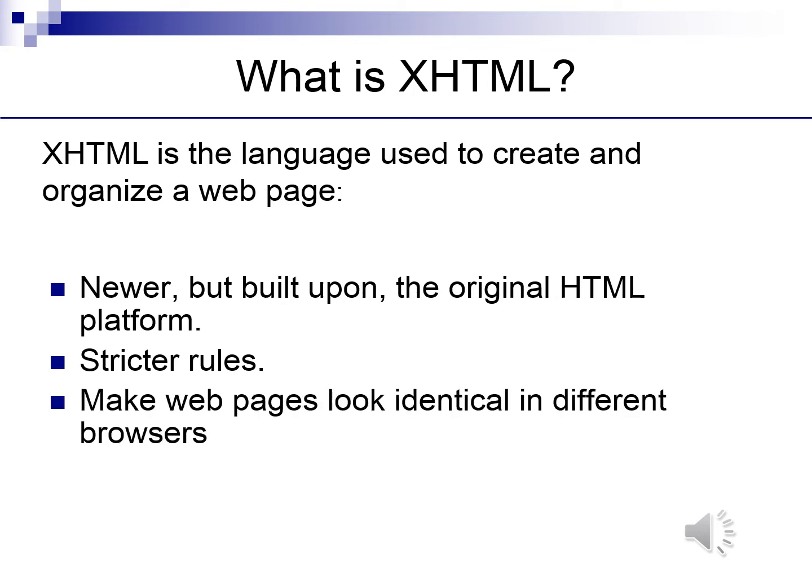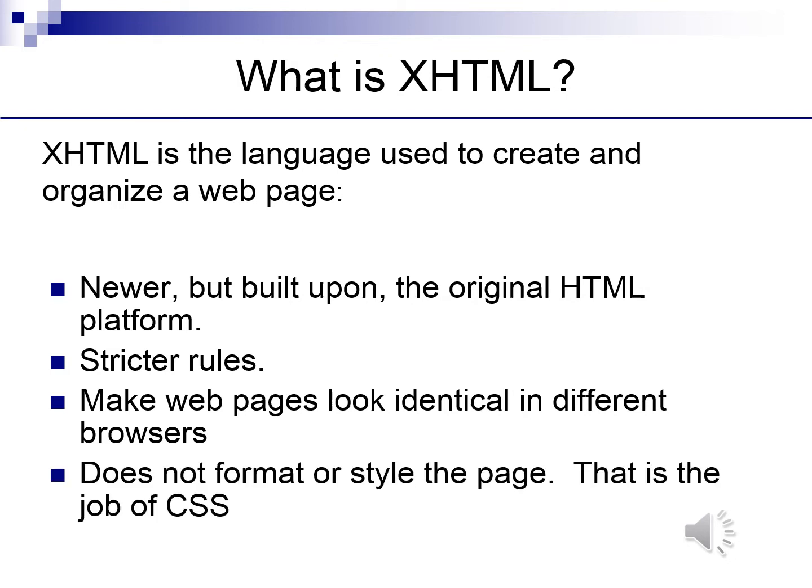One benefit of using XHTML instead of HTML is that it makes web pages look identical in different browsers such as Internet Explorer, Firefox, Chrome, or Safari. XHTML defines and organizes the page content but does not format or style it. This is the job of CSS, and CSS stands for Cascading Style Sheet.